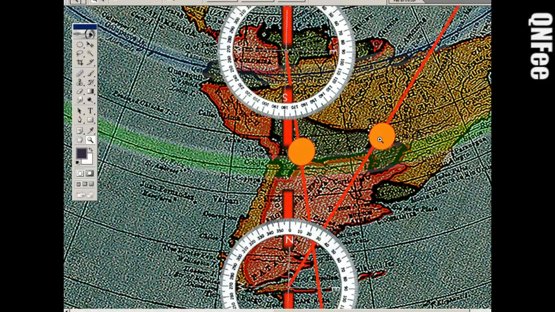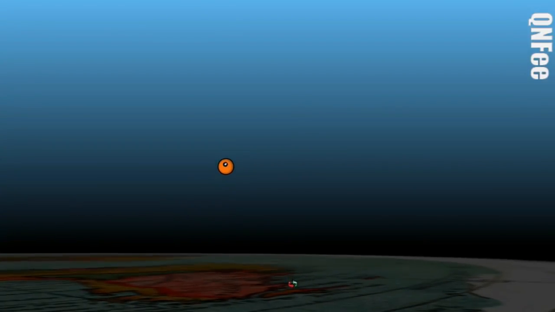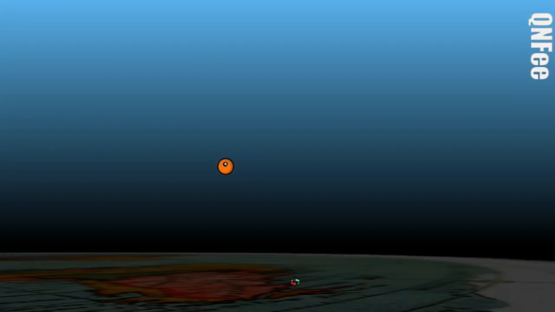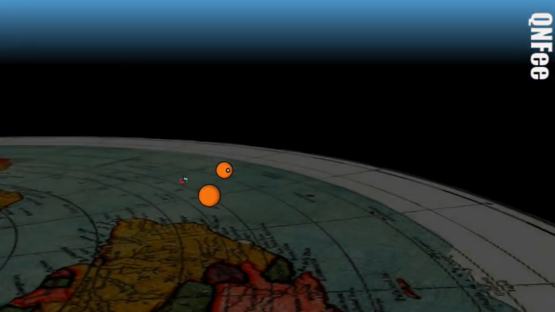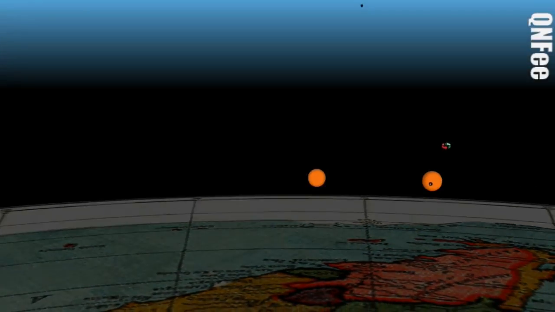So, how's it possible? First, people here see the transit, and then 2 hours later, people here see the transit. Check this in a 3D model. So people here see this, and then 2 hours later people in Venezuela see this.